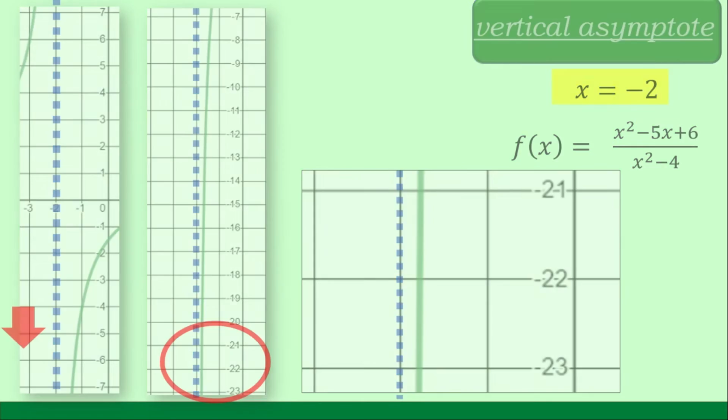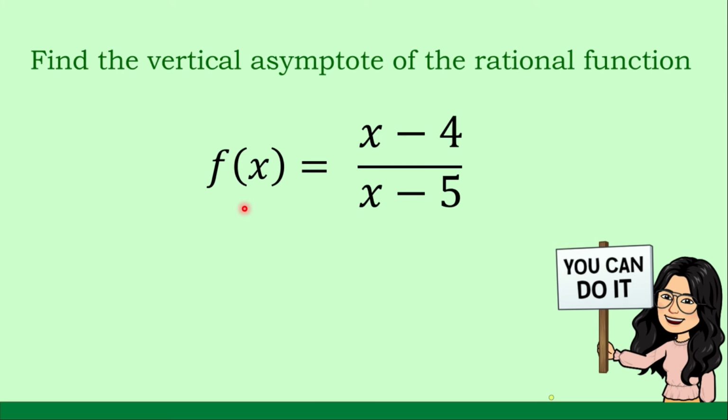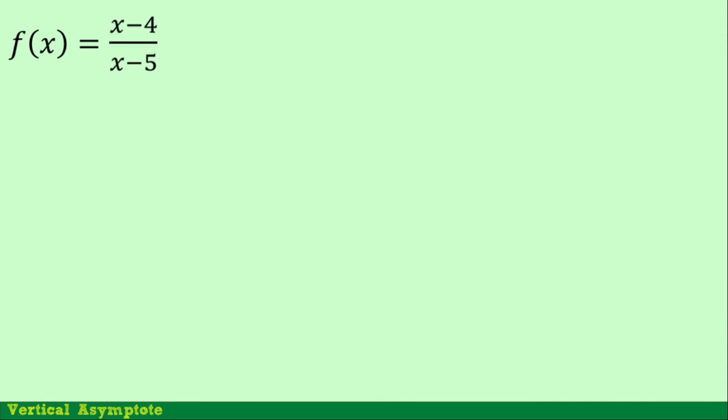How about this? Given f of x is equal to x minus 4 over x minus 5, find the vertical asymptote of the rational function. You can pause this video and take your time. Go ahead. Okay, so these are the steps that we followed in example number 1. So let's take out the given. f of x is equal to x minus 4 over x minus 5.